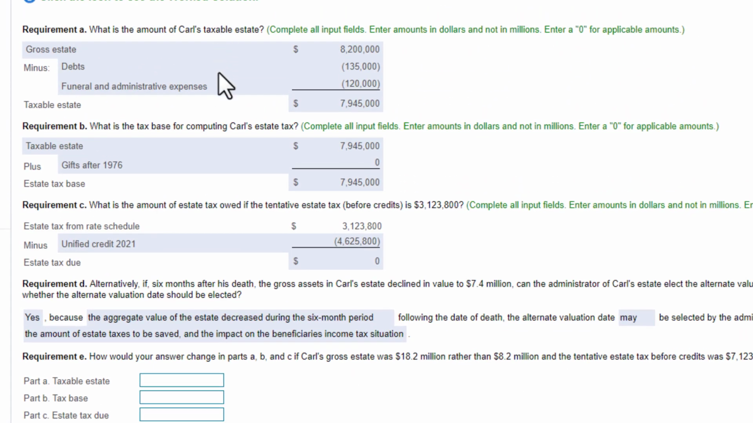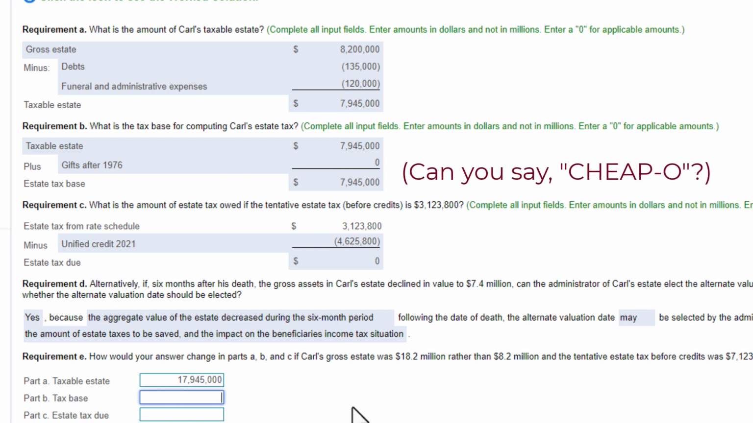The taxable estate is going to be calculated just like we did before, except that we're going to have an extra $10 million here. So with that in mind, the taxable estate, where we're still going to subtract debts and funeral and administrative expenses, is going to be $17,945,000. Likewise, for the second part, which is the tax base, he still didn't make any gifts, even though the value of the estate was higher. So that's still going to be exactly what it was before with the new amounts. So it's going to also be $17,945,000.